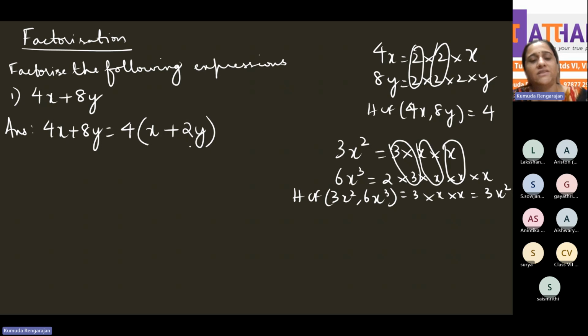Factorize means writing the expression as the product of its factors. So you can see the answer: it is 4 into x plus 2y. x plus 2y is one expression, 4 is the other one, and the connecting sign is multiplication. So we have expressed 4x plus 8y as the product of its factors, which means we have factorized the given expression.